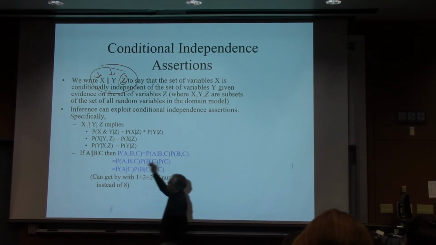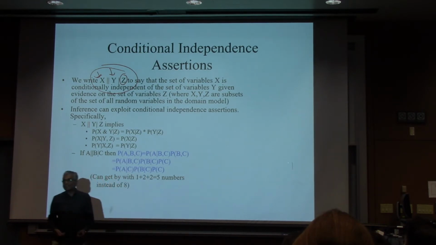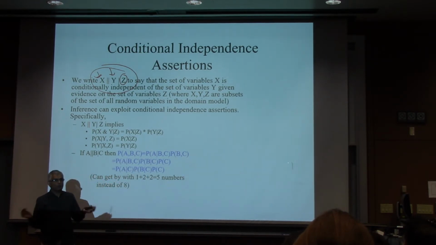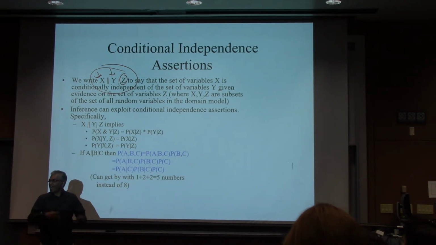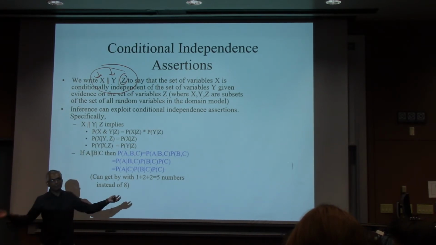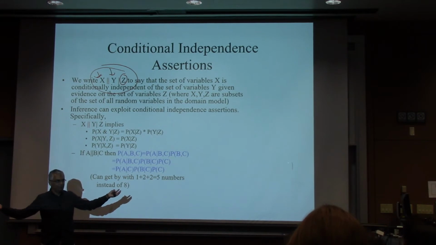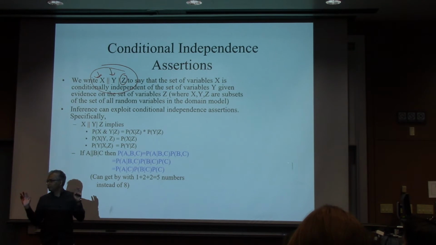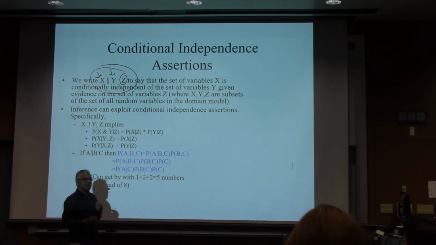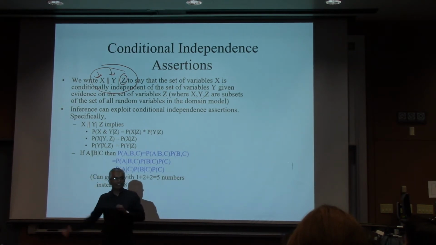Now the reason conditional independence assertions are good is because they allow you to factorize probabilities. If you have a complex joint probability, you can write it as a multiplication of simpler, smaller probabilities. That's why you like independence assertions. So the kind of independence that you knew was unconditional independence. A is independent of B, completely, in which case P of A and B is P of A times P of B. This everybody knows. But the more interesting one is A is independent of B given C.